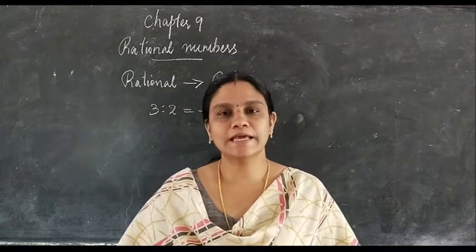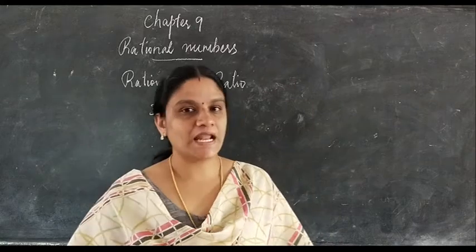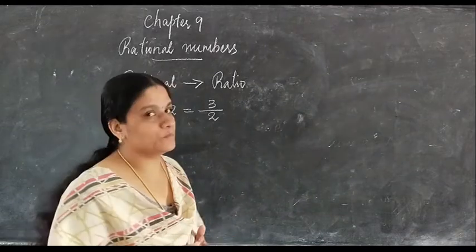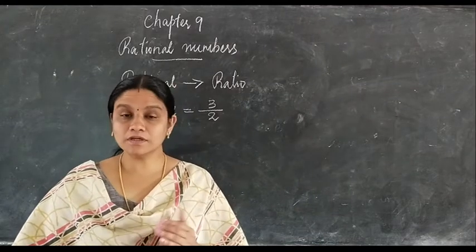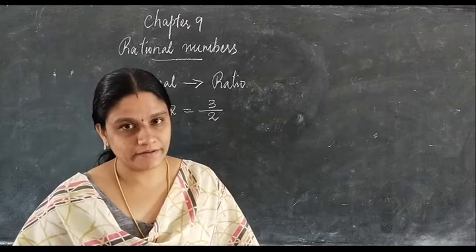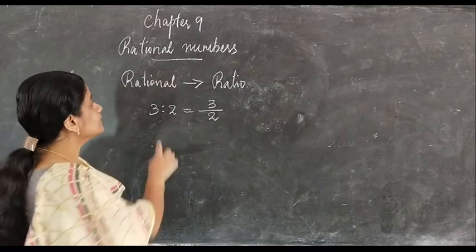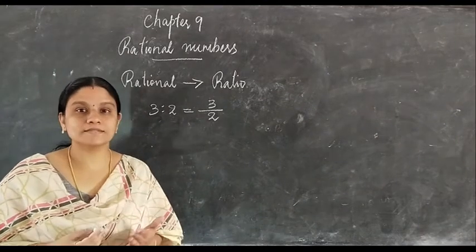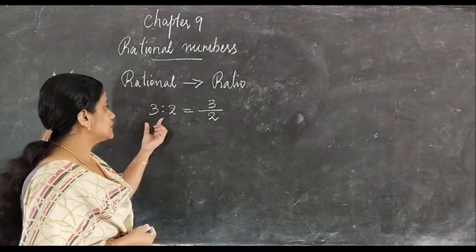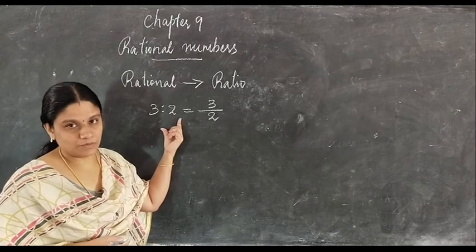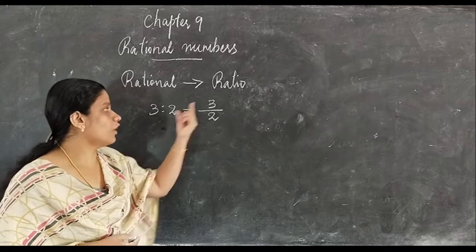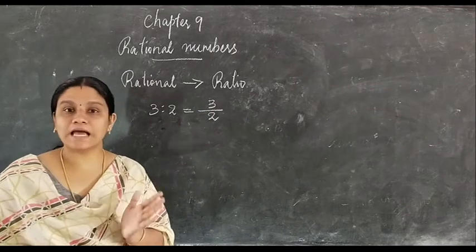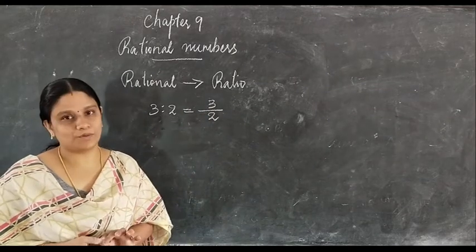Today, let us begin a new chapter, chapter 9, Rational Numbers. This will be new for you. But you have heard the word ratio, children. The term rational arises from the word ratio. You all know what a ratio is. For example, 3 is to 2 is a ratio, and you can write it in the form of 3 by 2, where 3 and 2 are natural numbers in the case of a ratio.